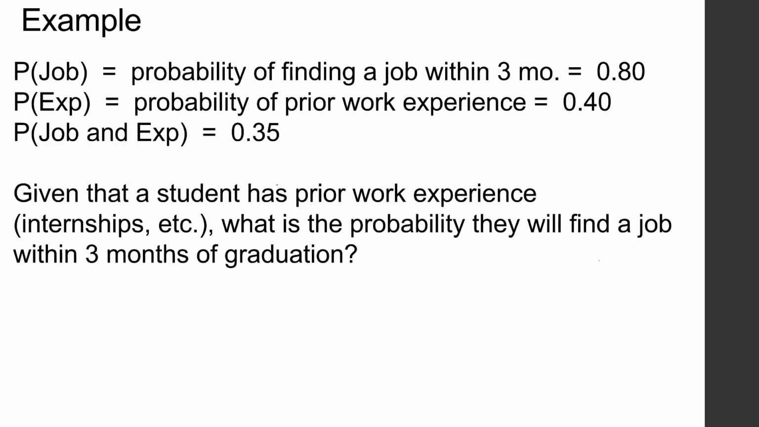So let's do some examples. We've got the probability of finding a job within 3 months is 0.8, and the probability of having prior work experience is 0.4, and we're telling you that the probability of finding a job within 3 months and having prior work experience is 0.35. Now, given that a student has prior work experience, internships, etc., what's the probability they will find a job within 3 months of graduation?